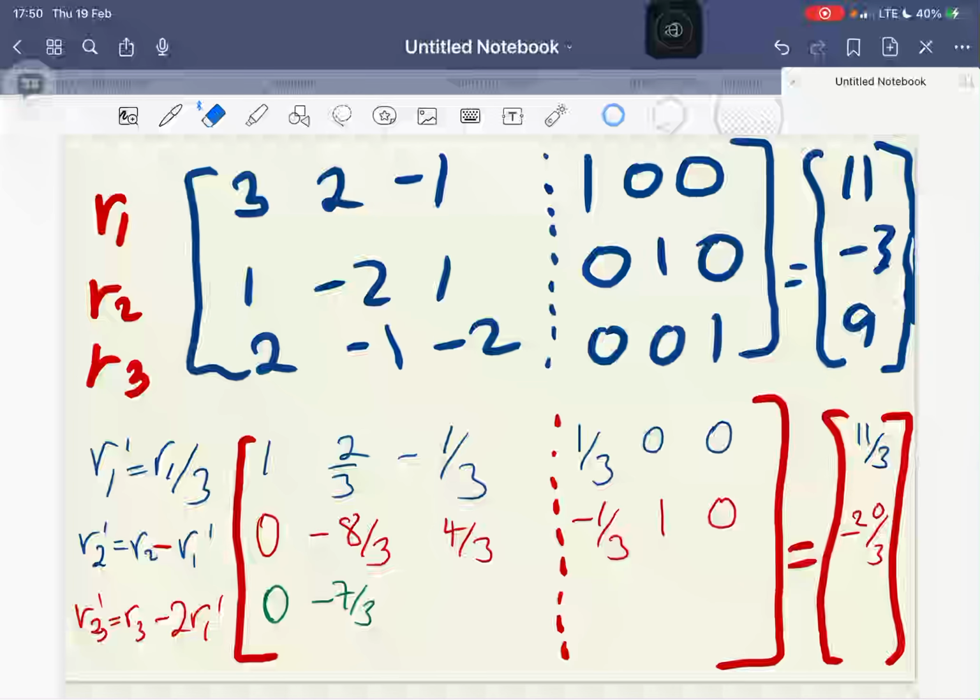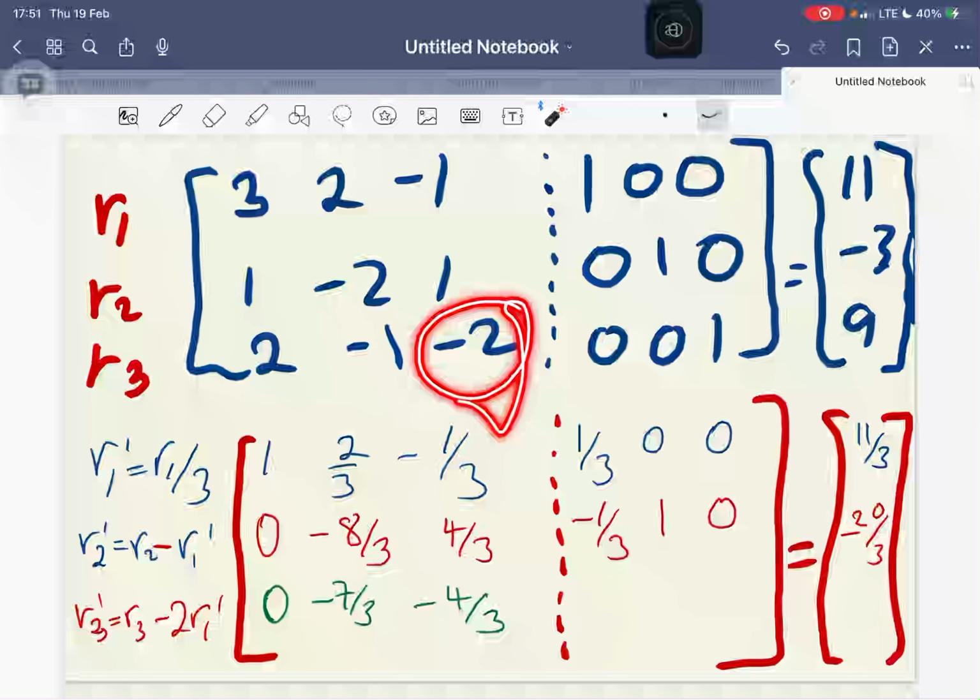We do the same thing there, and we are going to get minus 4 over 3, right? We have minus 4 over 3. This is from minus 2 minus 1 over 3, right? Minus will give us plus, so it's going to be minus 2 plus 1 over 3. Minus 2 plus 1 over 3 is going to give us minus 4 over 3.